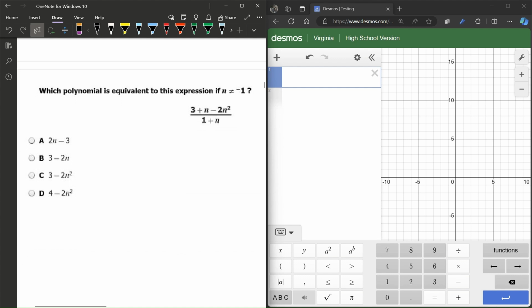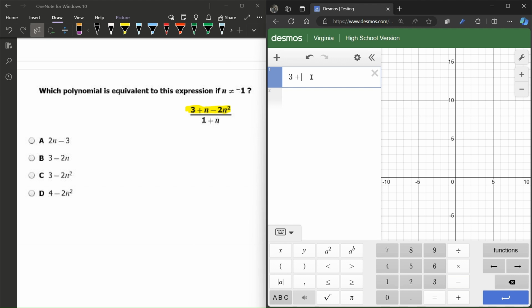Now here it says, which polynomial is equivalent to this expression if n does not equal -1. Okay, so if you were to type in this top, we're going to have to use graphing for this one, and graphing only works if we use X. So even though this is the word expression, this is one of the cases where I would recommend graphing to solve this problem.